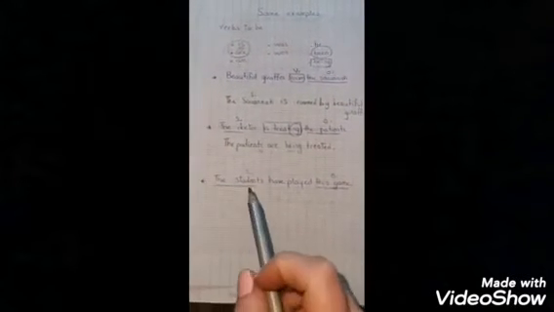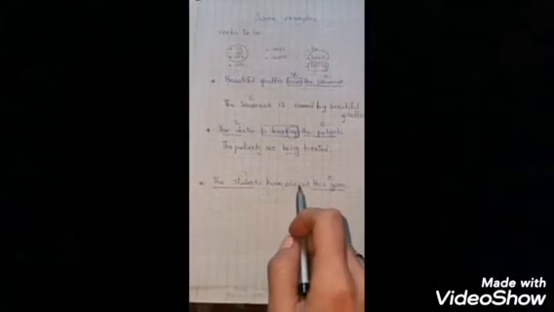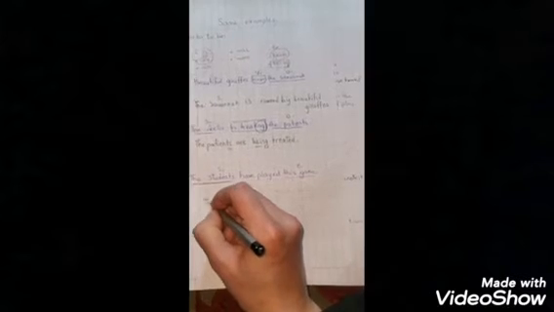Okay, let's move on. The students have played this game. In this sentence, the object is this game and the subject is the students. So I first start with swapping the subject and the object. So this game becomes the subject and by the students become the object.